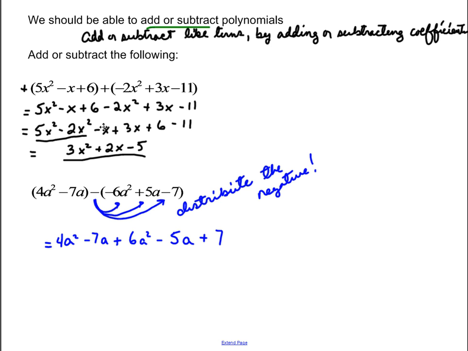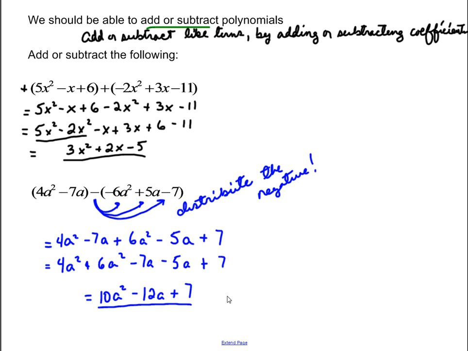So now we can go through and, just like we did before, carry out our addition. We're just going to combine our like terms of 4a squared and our 6a squared. We're going to take our negative 7a and subtract 5a from it. And then we're going to add 7 at the end. So if we combine our like terms, we should get 10a squared, 4 plus 6 is 10, minus 12a, because negative 7 minus 5 is negative 12, plus 7. There is no other constant term. So this is our simplified expression.